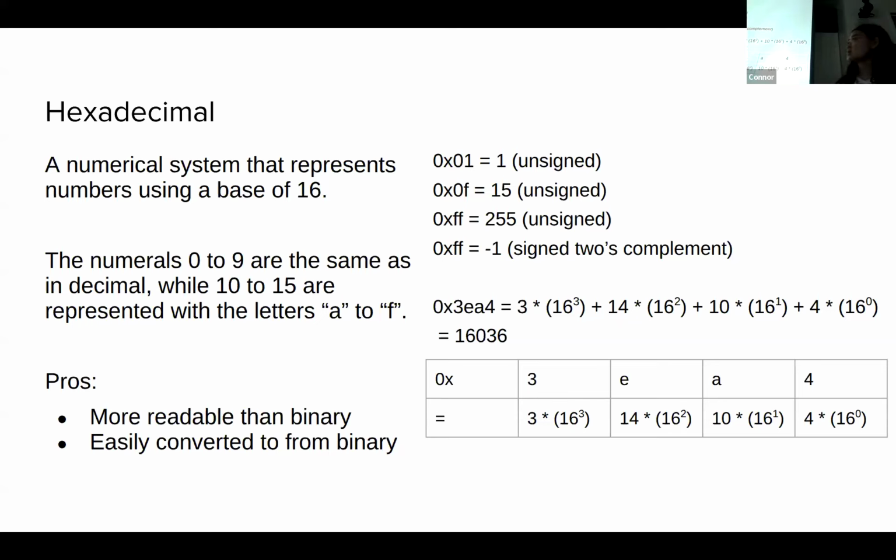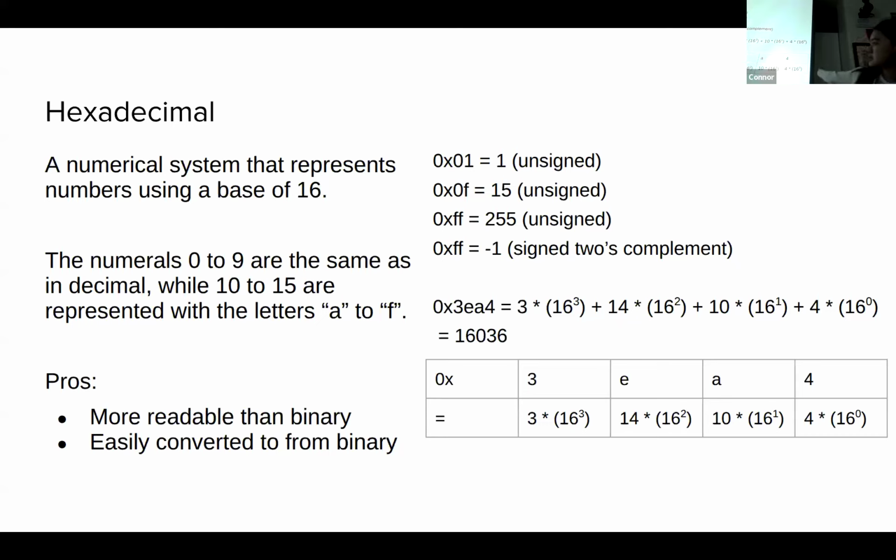So hexadecimal is a different numerical system, and it basically represents numbers using a base of 16. On the right, here are some examples of different numbers in hex, like 0x01 is 1 unsigned. The numerals 0 to 9 are the same as in decimal, but we also have the numbers 10 to 15, which are represented using the letters A to F. Some of the pros of why we use hex is it's more readable than binary, and we can easily convert it to and from binary.